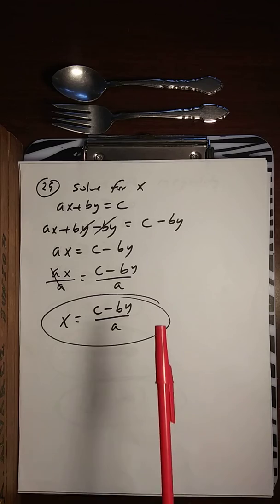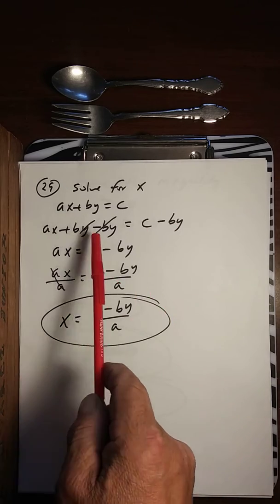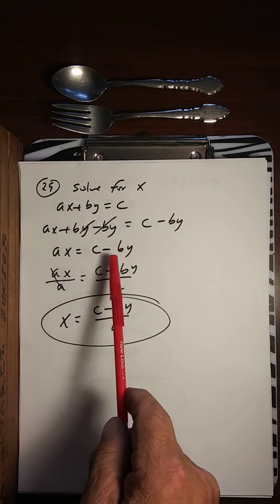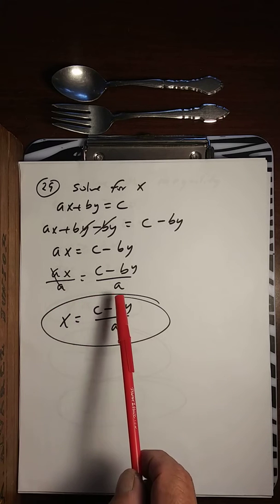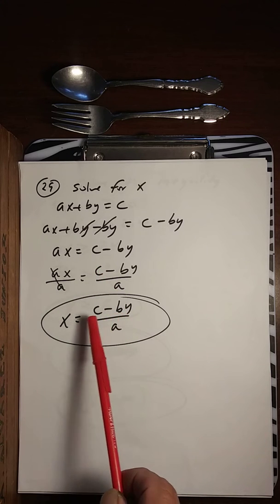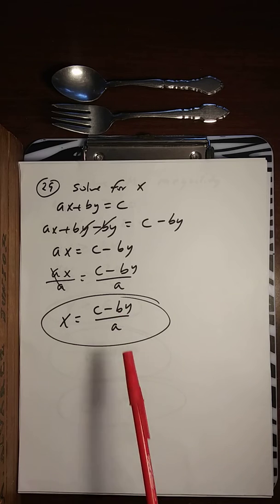Solve for x, another literal equation. So minus by, so ax equals c minus by. Divide by a. So what's going to happen is we're going to have x equals c minus by over a.